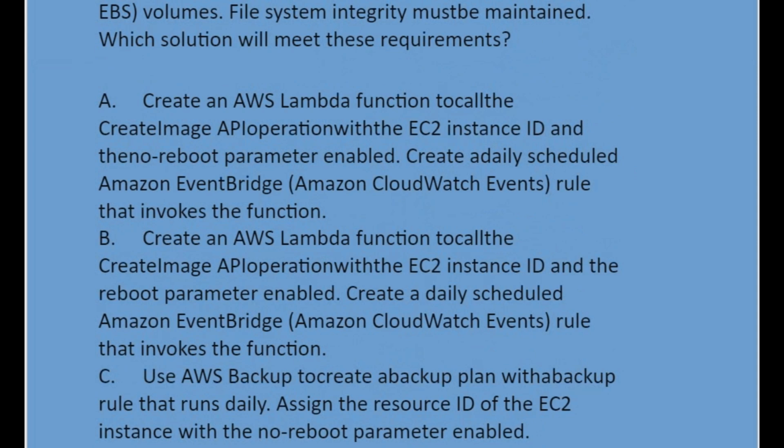Option A. Create an AWS Lambda function to call the CreateImage API operation with the EC2 instance ID and the no-reboot parameter enabled. Create a daily scheduled Amazon EventBridge (Amazon CloudWatch Events) rule that invokes the function. Option B. Create an AWS Lambda function to call the CreateImage API operation with the EC2 instance ID and the reboot parameter enabled. Create a daily scheduled Amazon EventBridge (Amazon CloudWatch Events) rule that invokes the function.